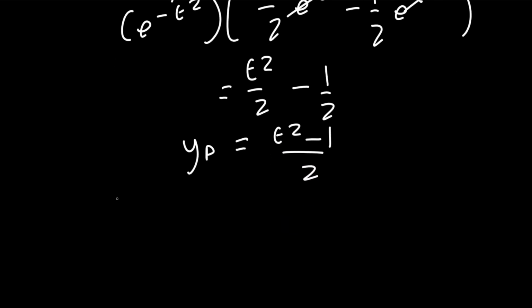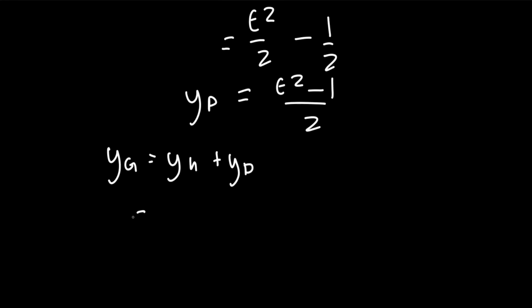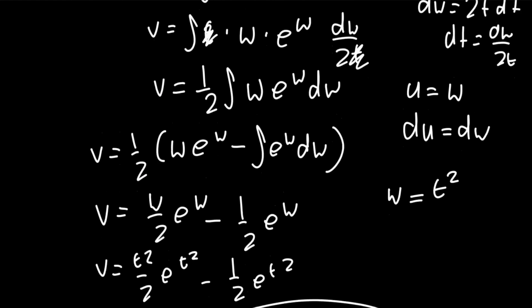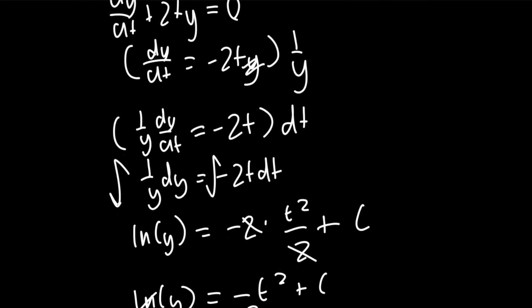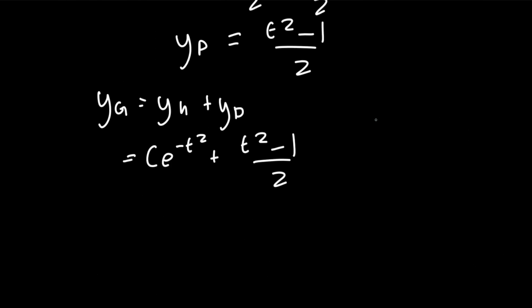Now let's find our general solution, y general, which is y of h plus y of p, and our y of h. And now that we're at the end, we're actually going to use that constant c e to the minus t squared plus t squared minus 1 over 2. And are we done yet? Not quite. Again, we still have the initial conditions to deal with, which is y of 1 equals 1, y of 1 equals 1.